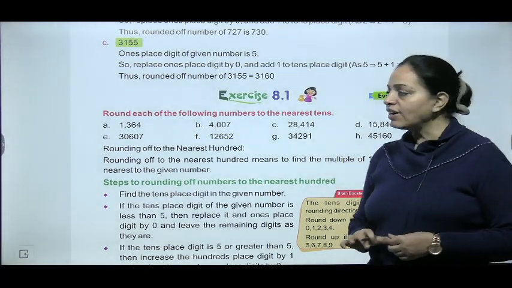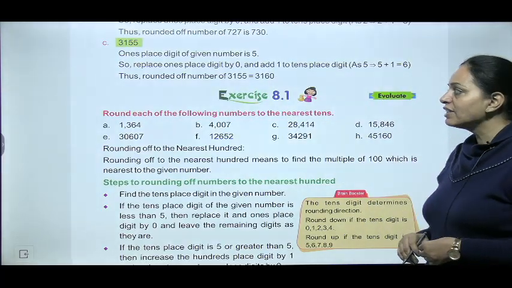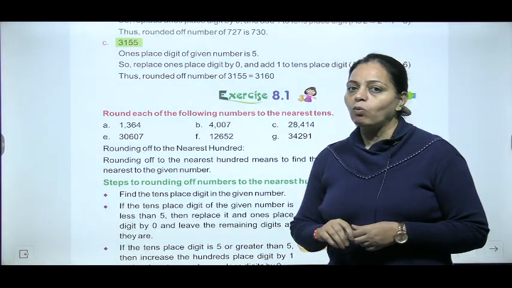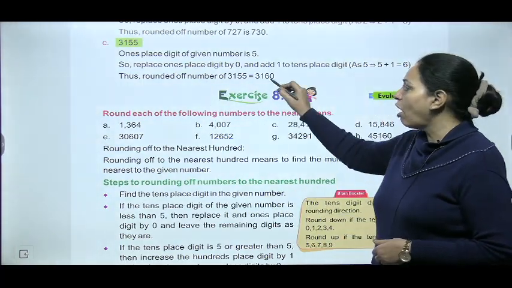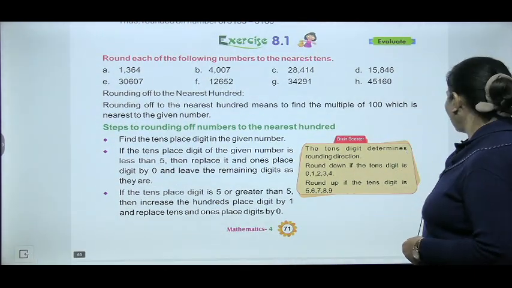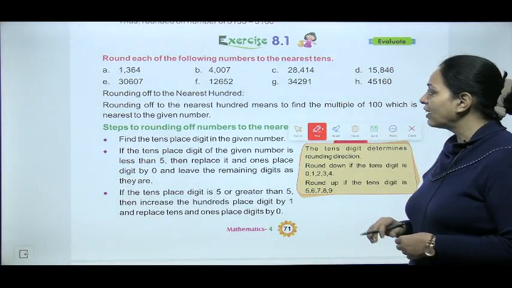The next is 3155. See the ones digit which is 5. So what to do? Replace the ones digit by 0 and increase the tens digit by 1. So this becomes 3160. Now exercise 8.1. Round each of the following numbers to the nearest tens.